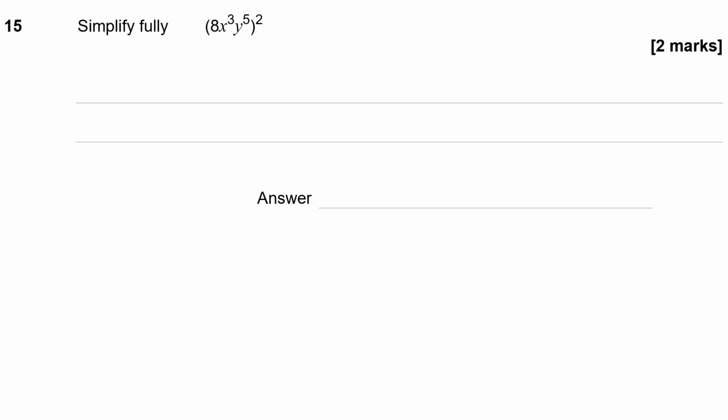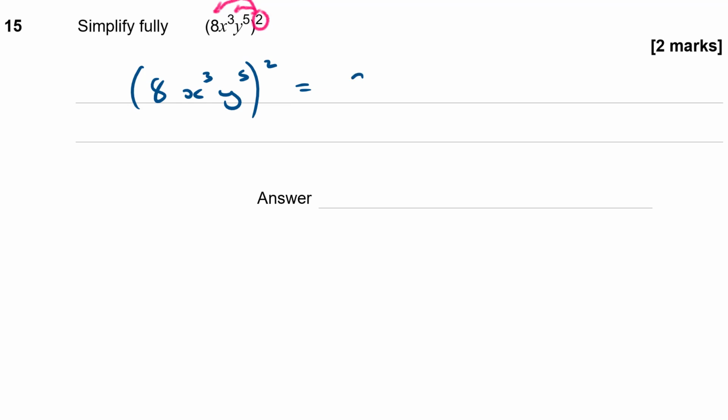Question 15 asks us to simplify fully 8x cubed y to the power of 5, all squared. Okay, so we have an index of some things inside a bracket. Now, indices on the outside of a bracket like this are distributive, which means that all the things multiplied inside the brackets get separately raised by the power of 2. So 8 lots of x cubed y to the power of 5, all squared.